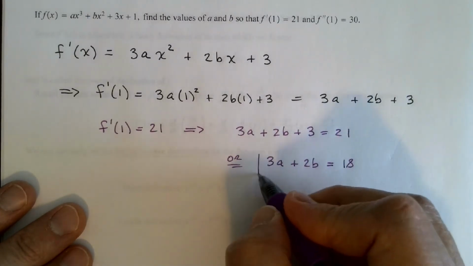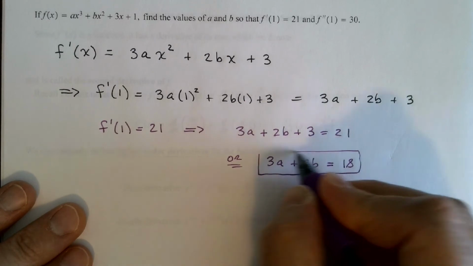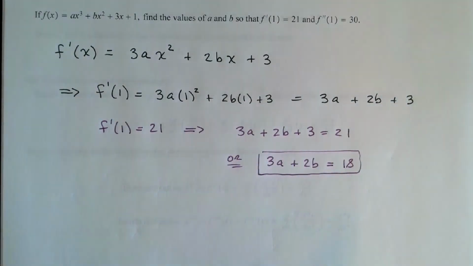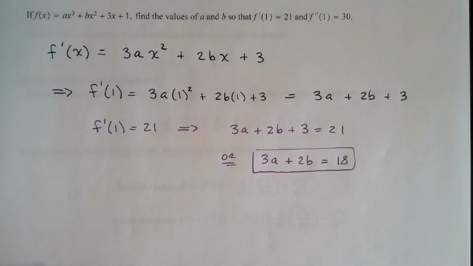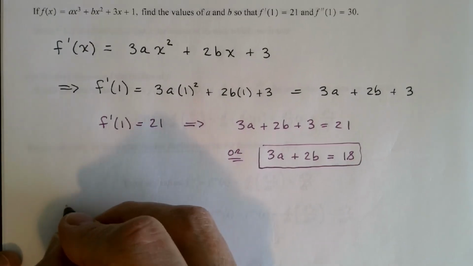Okay, so there are infinitely many possible values of a and b that satisfy this equation. So to find the values of a and b, we're going to need more information. What is the other information? The second derivative at 1 is 30. So let's now go find the second derivative.